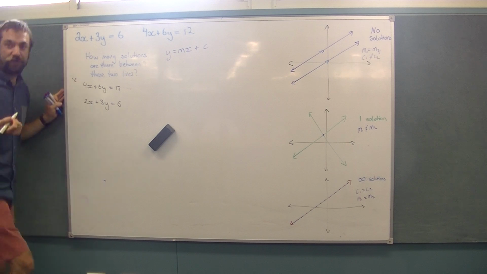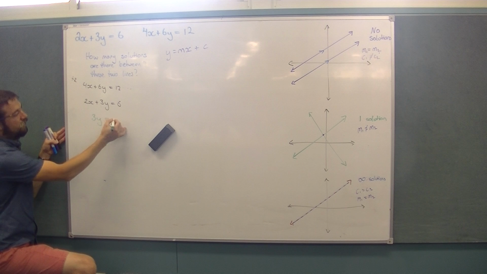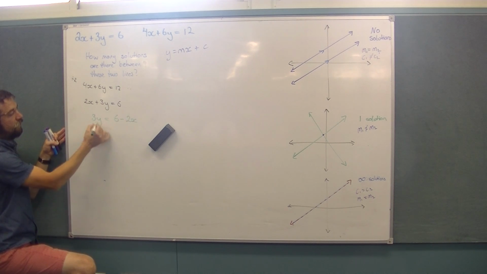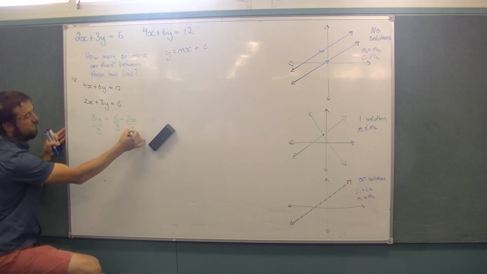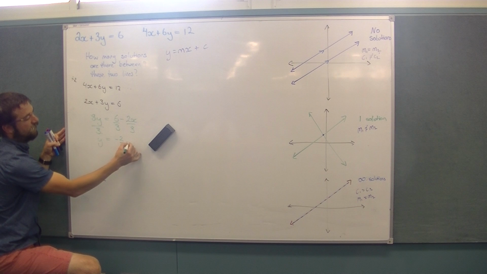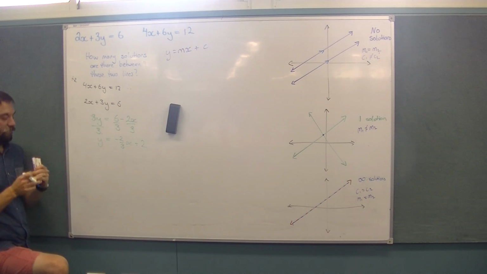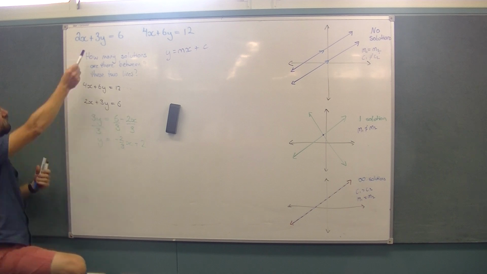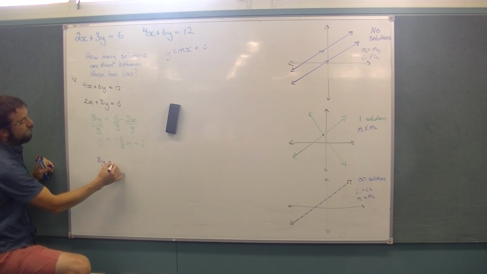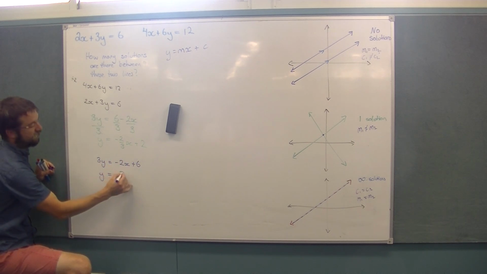So I could rearrange, couldn't I? Yes. So I move the 2x across, 3y equals 6 minus 2x. Then I divide by 3. So y equals minus 2/3 x plus 2. I'll move the gradient to the front, the generally accepted spot. This one, do the same process. 3y equals minus 2x plus 6. You can see what's going to happen, can't you?